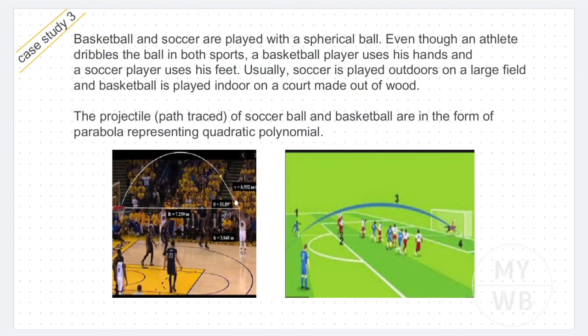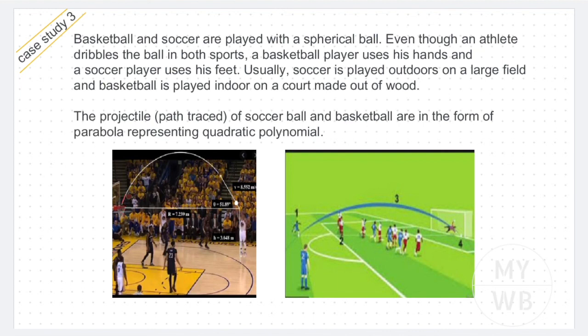Next, moving on to next case study. Basketball and soccer are played with a spherical ball. Even though an athlete dribbles the ball in both sports, a basketball player uses his hands and a soccer player uses his feet. Usually, soccer is played outdoors on a large field and basketball is played indoor on a court made out of wood. The projectile path traced of soccer ball and basketball are in the form of parabola representing quadratic polynomial. So they have given the pictures as well.